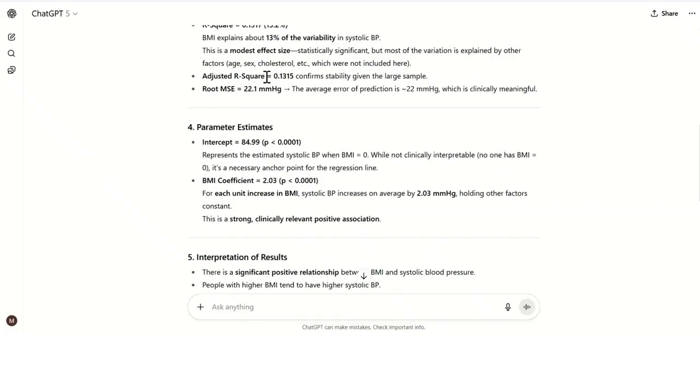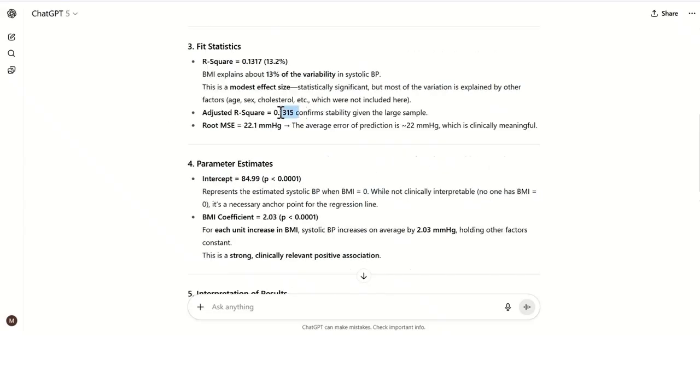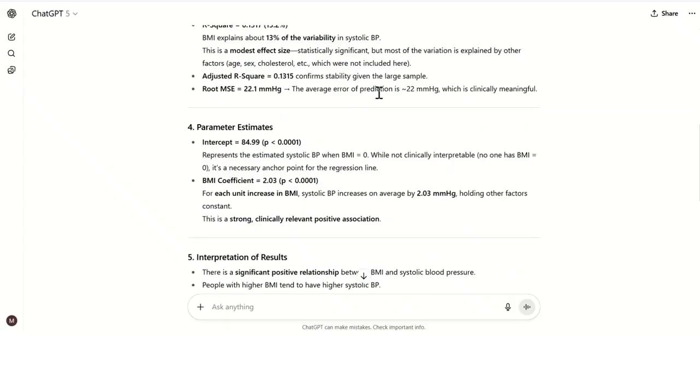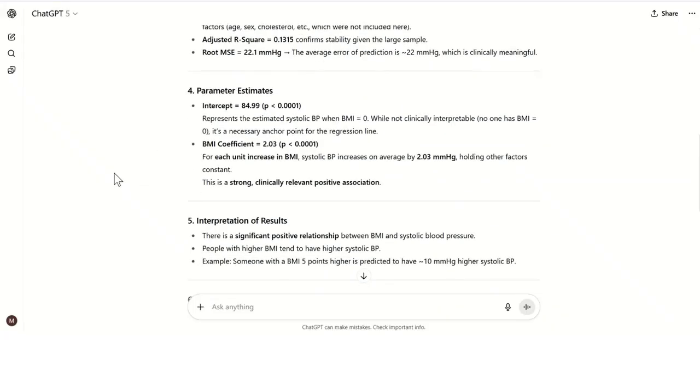Moving on, the adjusted R square is almost the same because we only have one predictor here. When we increase the number of predictors in multiple linear regression, including age, sex, cholesterol, multiple factors, then we would see that the R square and the penalized version of R square, which is also called adjusted R square, are going to be different. The average error of prediction is 22 millimeters of mercury. Anyways, leave this, it is not important.